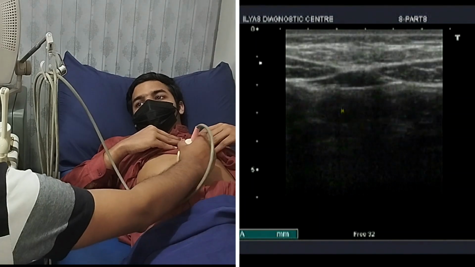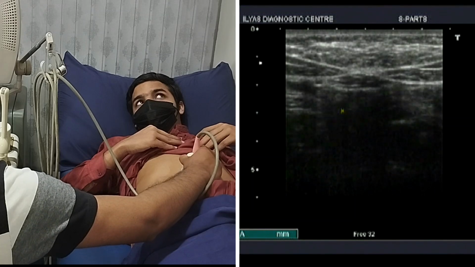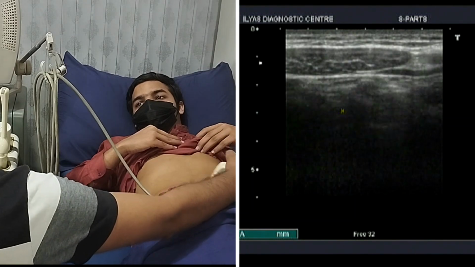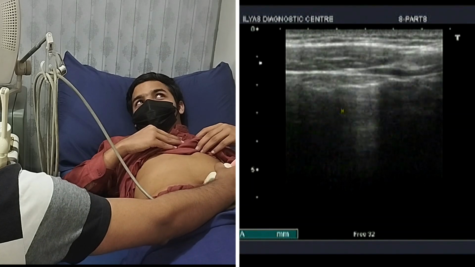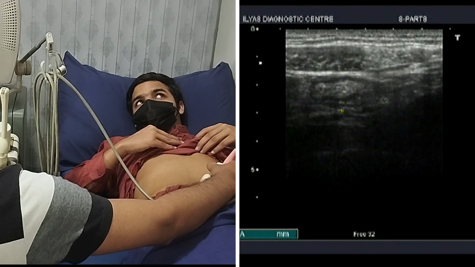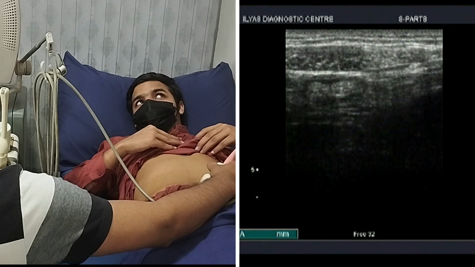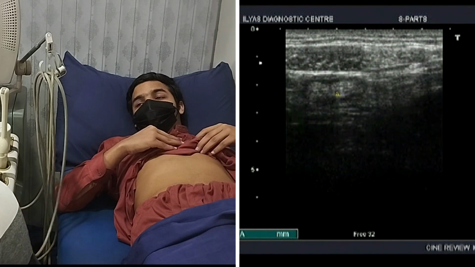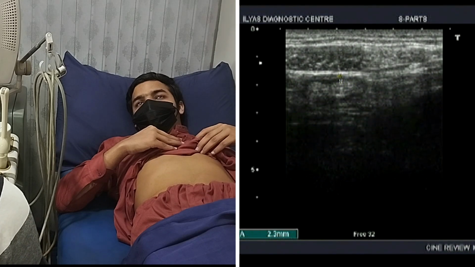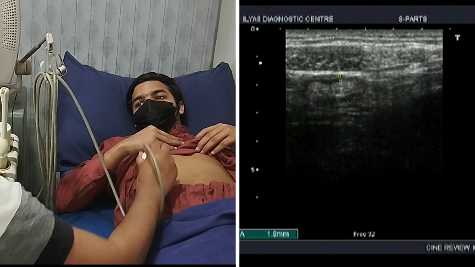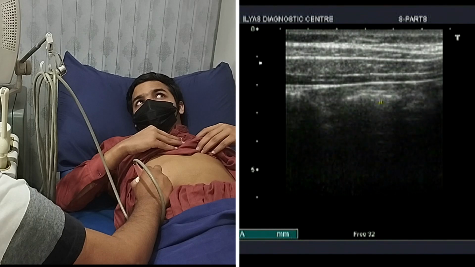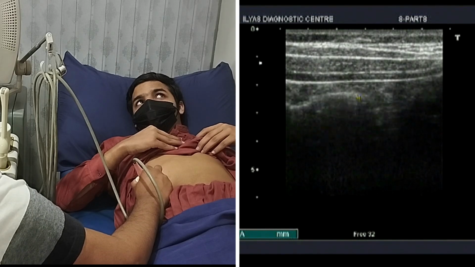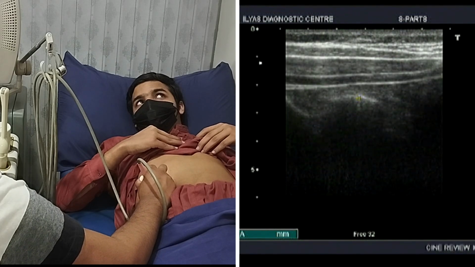So I will evaluate the whole abdominal cavity with my linear array probe, and I will see if there is any lymphadenopathy or any abnormal bowel dilatation, or any abnormal bowel wall thickening. The normal bowel wall thickness is up to 3 mm. Here you can see it is 1.8 mm. So it should not be more than 3 mm in any case. These are gas filled bowel loops which are showing normal peristaltic activity.